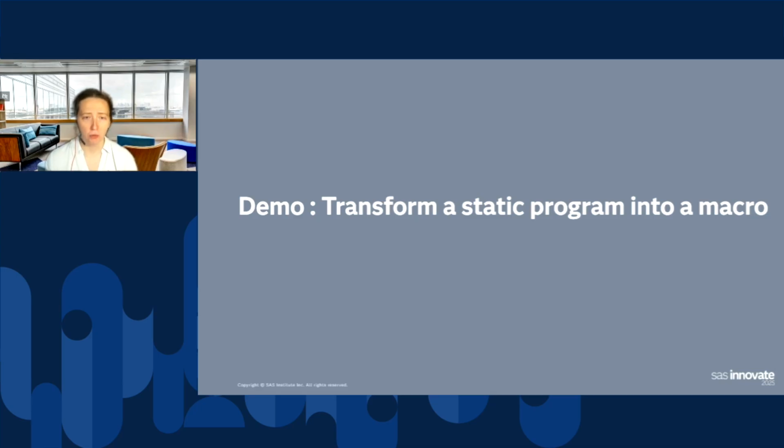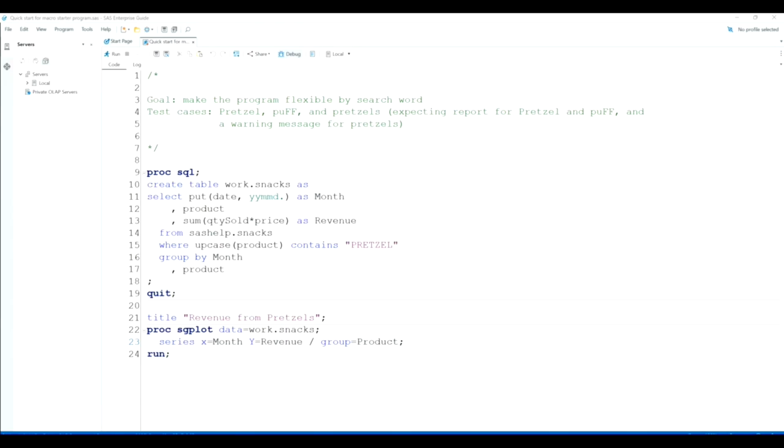I've got a demo where we're going to transform a static program into a macro. Let me switch what we're sharing so that you can see my Enterprise Guide. At this point, you should be able to see my Enterprise Guide, and I've got a program started for us.